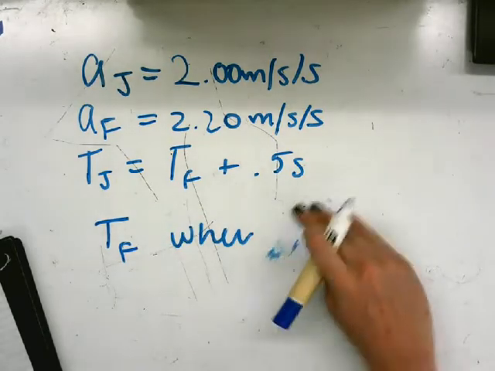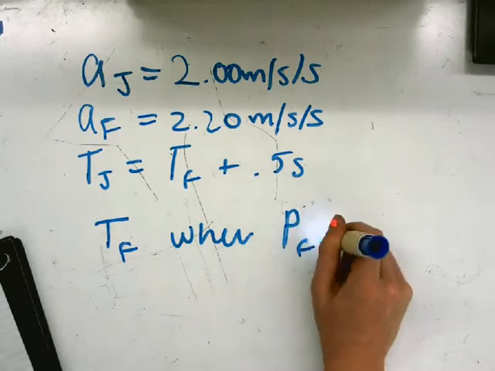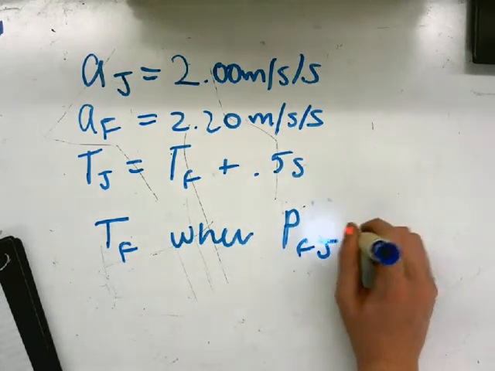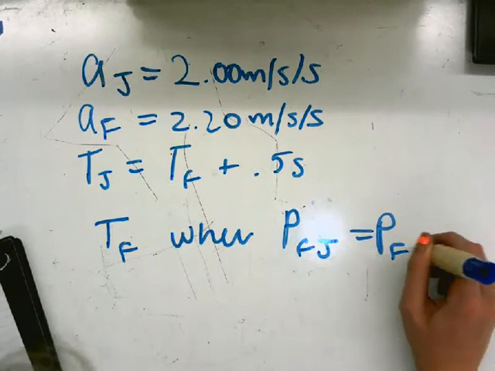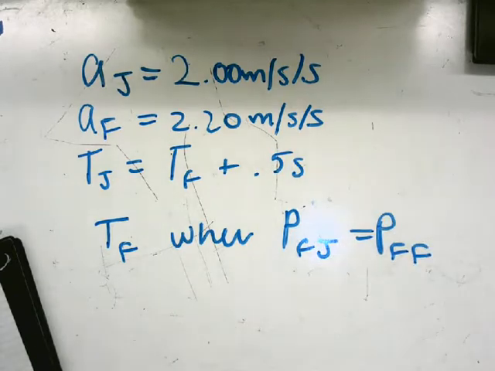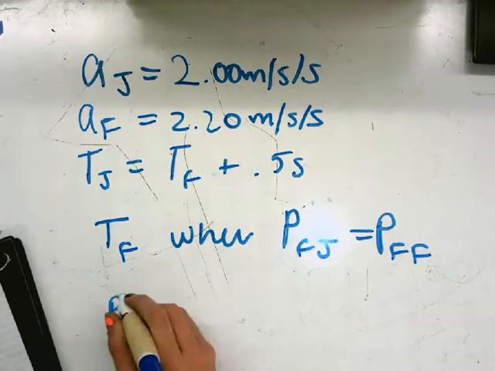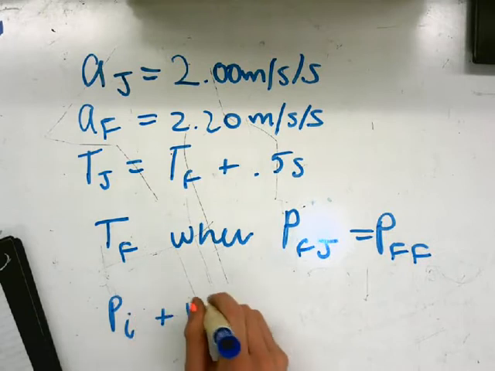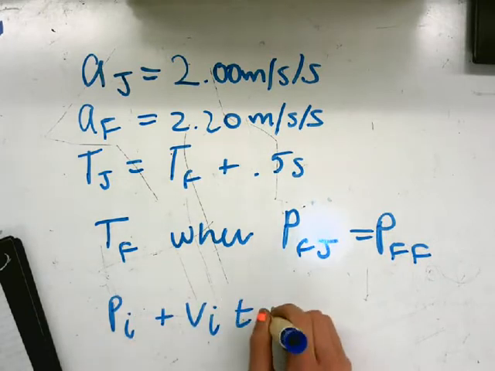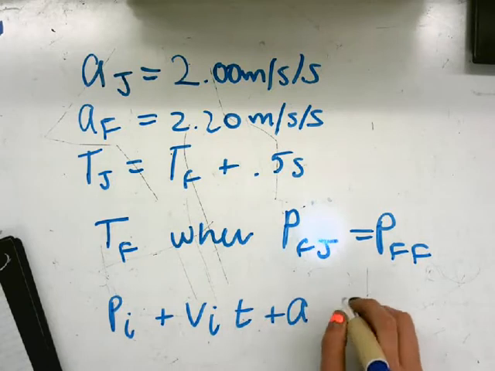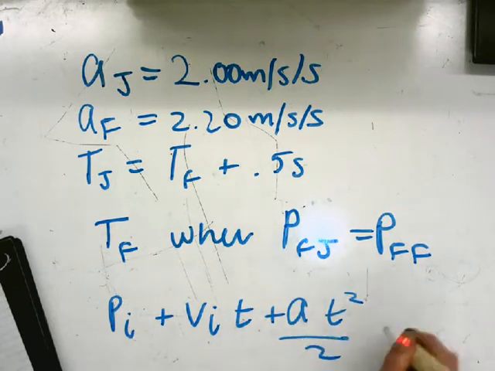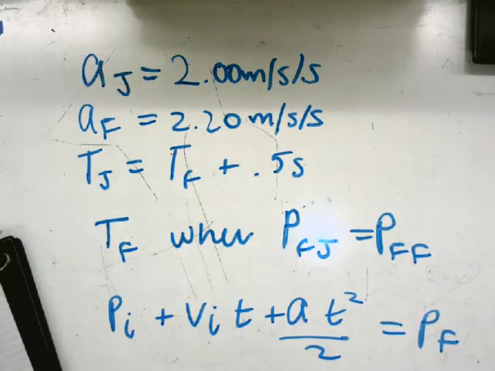So, let's use the equation: the final position equals the initial position plus the initial velocity times the time plus the acceleration times time squared over 2. And that's the equation we're going to be using to find how long it will take the friend to overtake Jerry. We're going to find this when this part for Jerry is equal to that part for his friend.